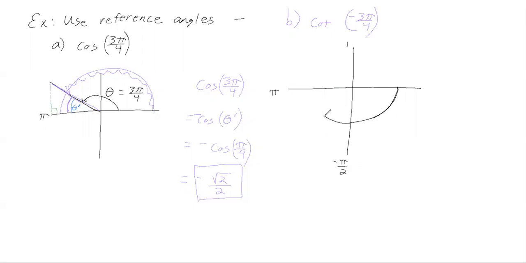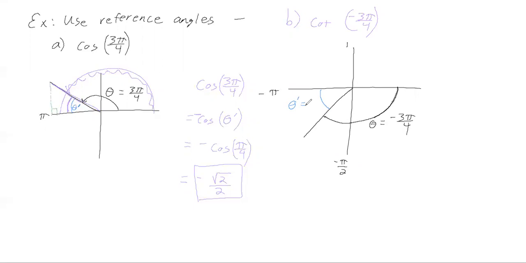And if I go all the way here, that'll put me at negative pi. But I want to go negative 3/4 of the way. So I need to stop right there. And I'm going to say theta is equal to negative 3 pi over 4. Now let's find my reference angle right here, theta prime. Let's do that in our head.